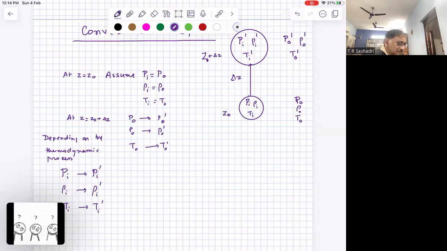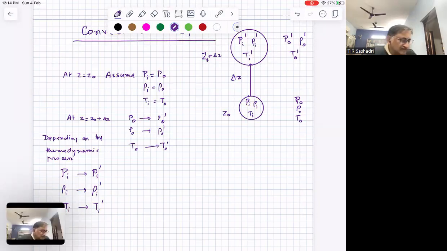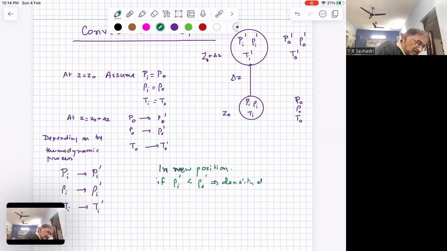Yes. Now, which means that in the new position, if rho i prime is less than rho o prime, it means the density of the blob is less than the density of the surroundings.